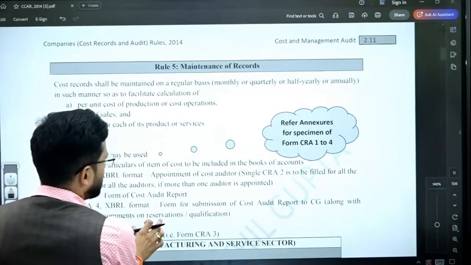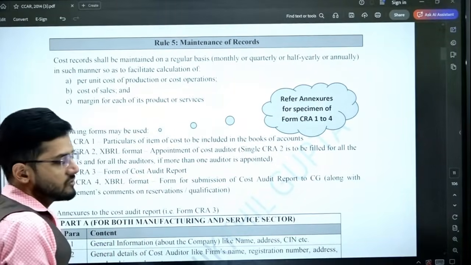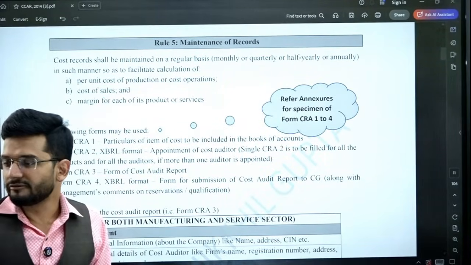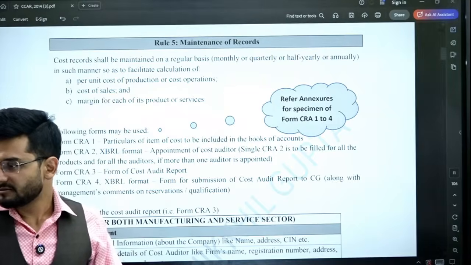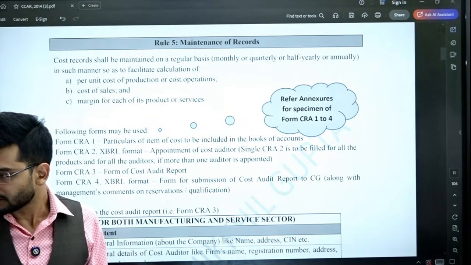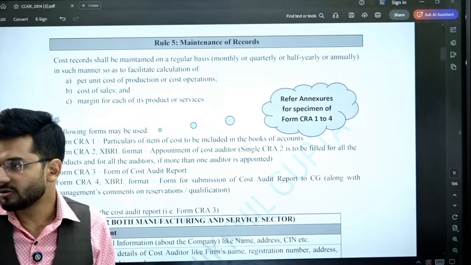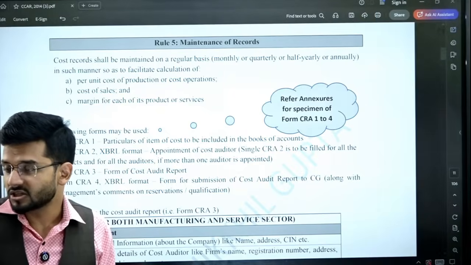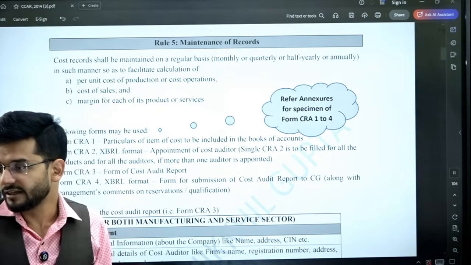All right. Next rule is a very easy rule. Rule number 5. So we have covered rule number 3. We have covered rule number 4. Now we are coming on to rule number 5. Perfect. Very important rule. Very important FAQ in fact, which has been released by the Institute of Cost Accountants of India.